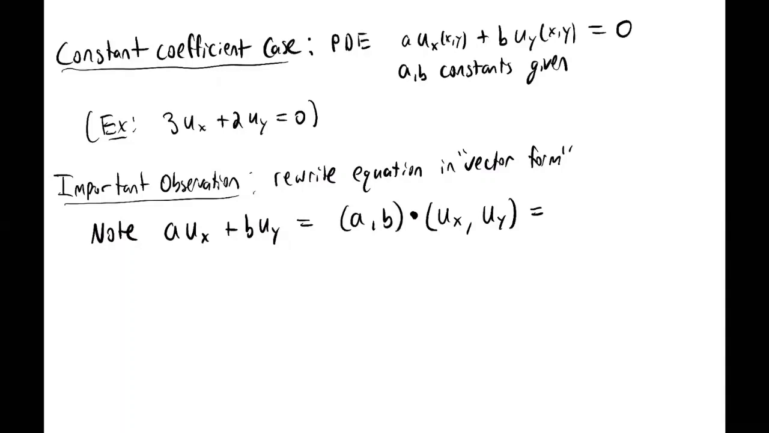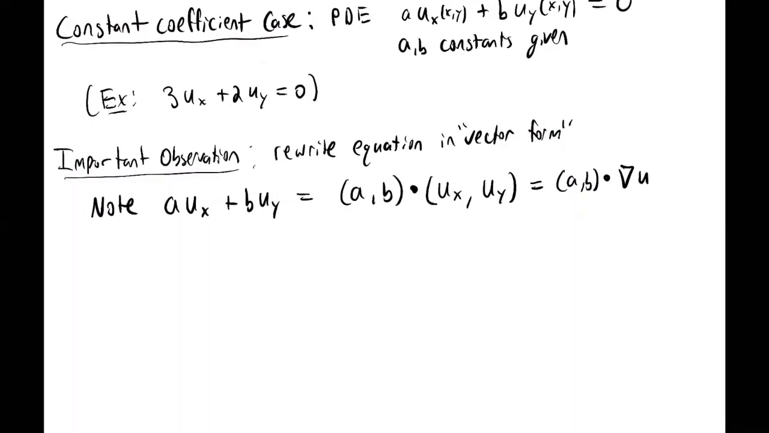So if I rewrite this, I can write this as the vector a, b, which remember is always given to us. For example, it may be 3, 2, if you look at the simple example above, dot product with the gradient of u, right? Because the gradient of u is exactly this vector that has the first partial derivative in the first component, and then the partial derivative with respect to the second variable in the second component.